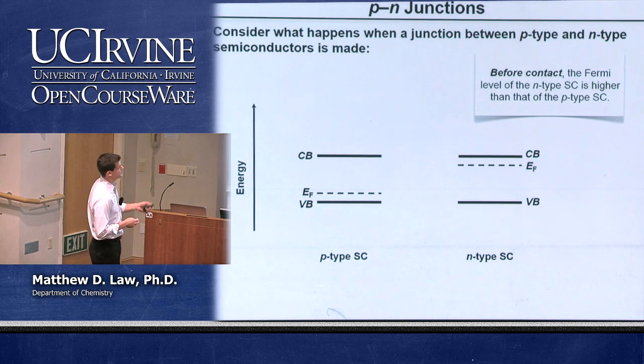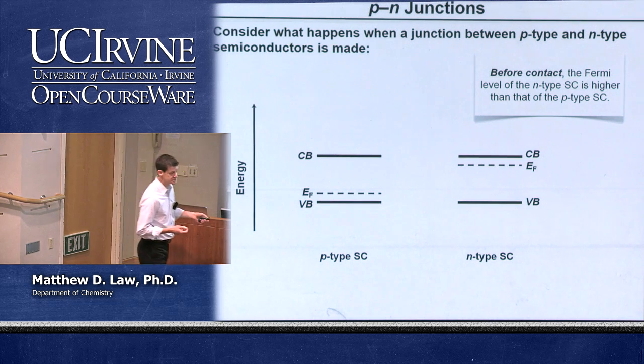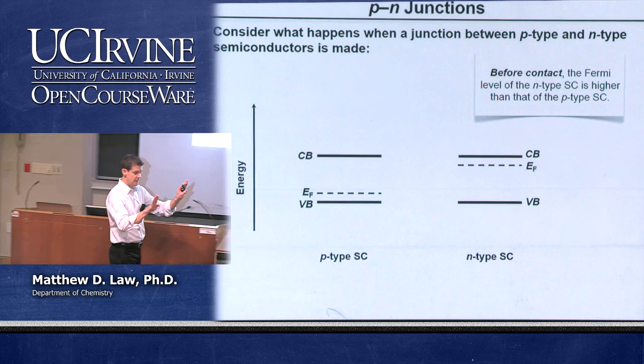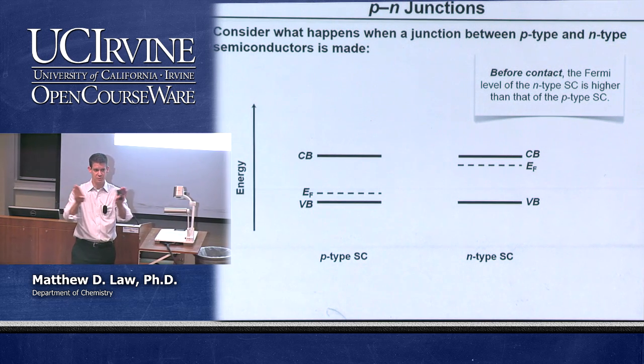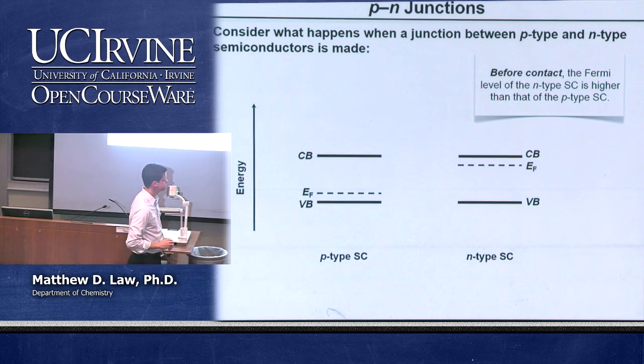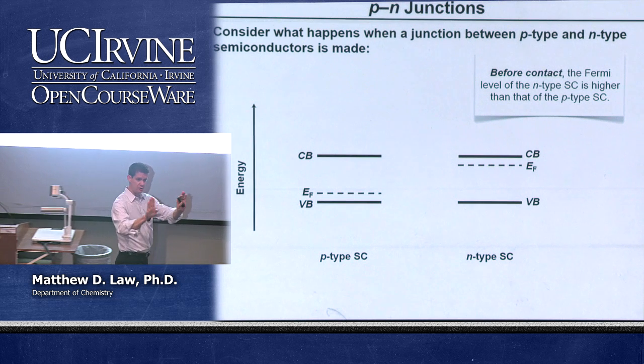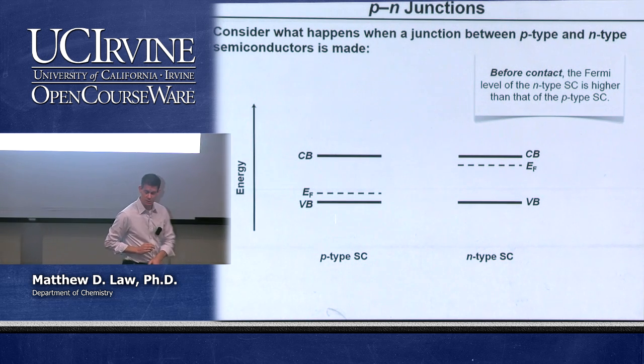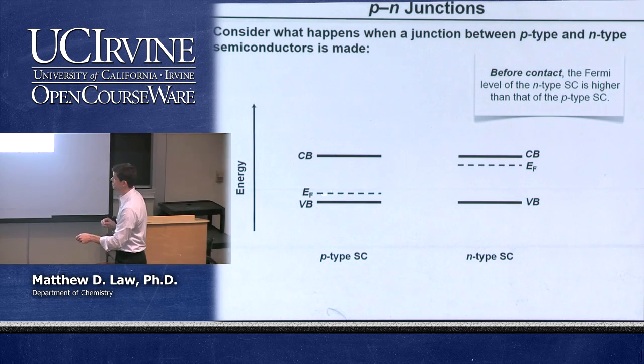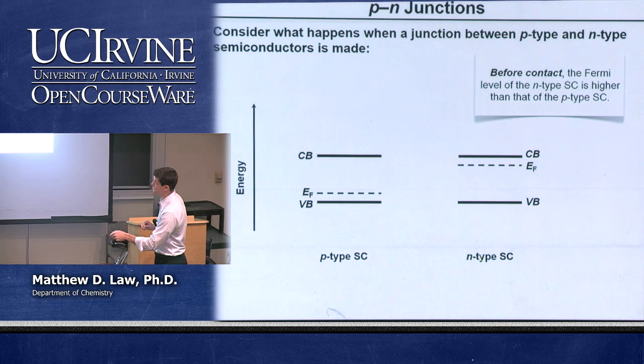So let's consider what happens if we take a p-type semiconductor, let's just call it silicon, and an n-type semiconductor, also silicon, and we make a junction. We put them together. We slap them together. Before we do anything, when they're held off from each other, before they touch, we have energy diagrams that look like this. For the p-type material, the Fermi level is deep. For the n-type material, the Fermi level is shallow.